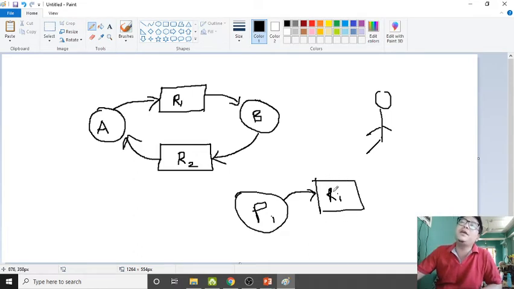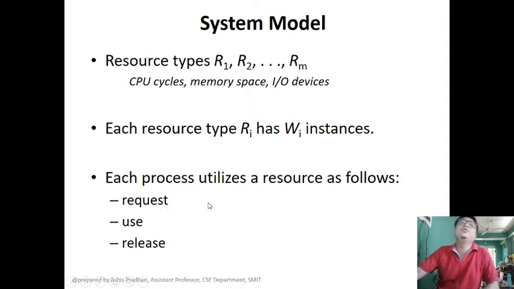Now Ri may be freely available or it may be allocated to some other process. If it is not available, that is, Ri is busy with some other process, then Pi has to wait for Ri to get released. It cannot snatch it. But it may happen that when it requests, Ri is free. If it is free, then Ri is assigned to Pi. So this is the format you need to follow.